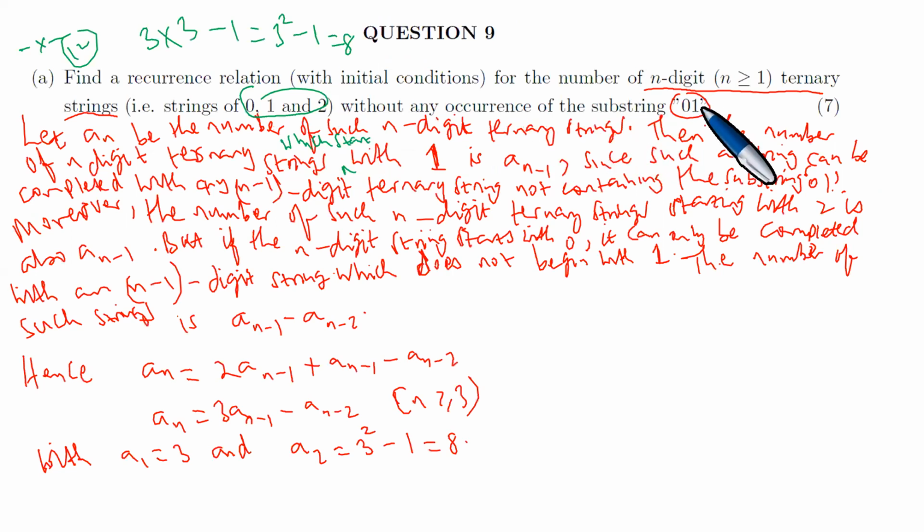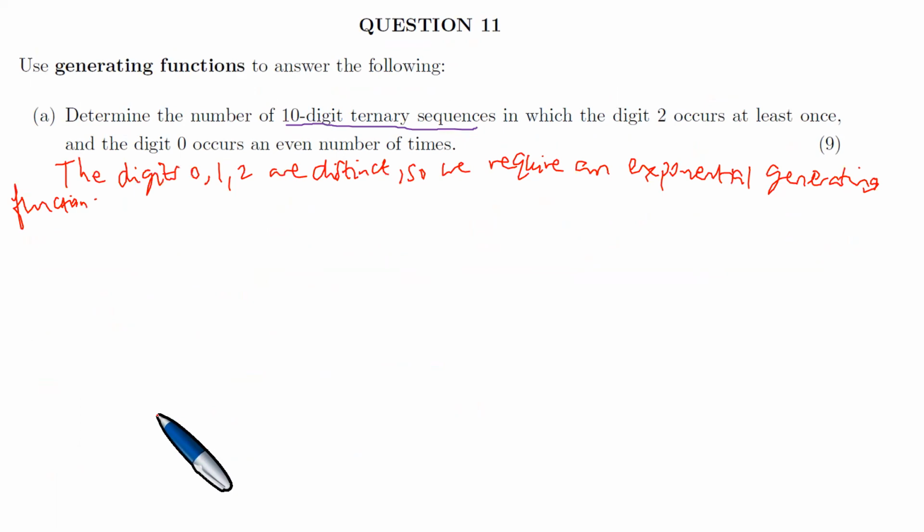Find the recurrence relation for the number of these. So you can determine the recurrence relation for the number of these. Because this recurrence relation, you can solve it. So the kind of question we're looking at now can be done using recurrence relations. But now we're going to use generating functions to do it. You can use recurrence relations, and since this one is homogeneous, you can just say a_n is alpha to the power n, and then using the initial conditions, you can solve this. But now we're going to use generating functions just to use something different and learn something different. So the digits are distinct, so we require an exponential generating function.